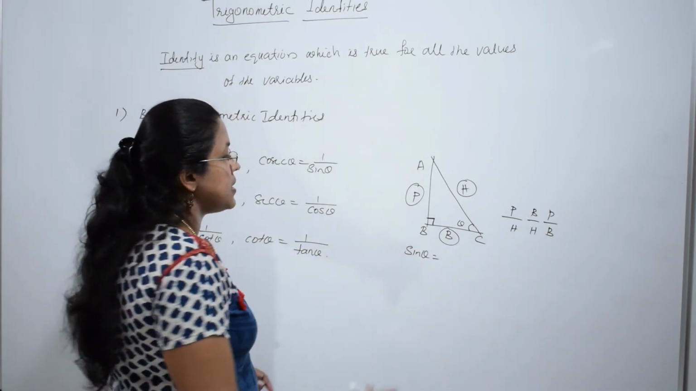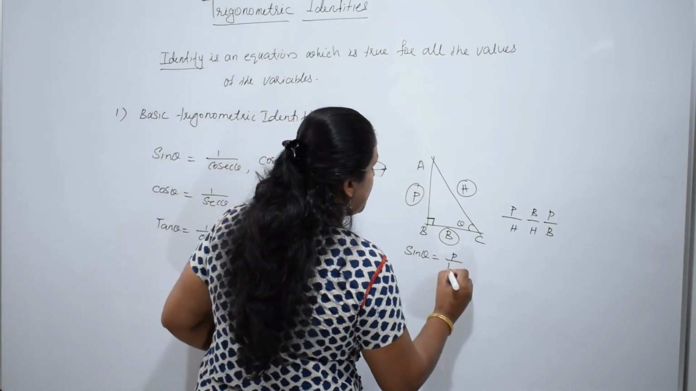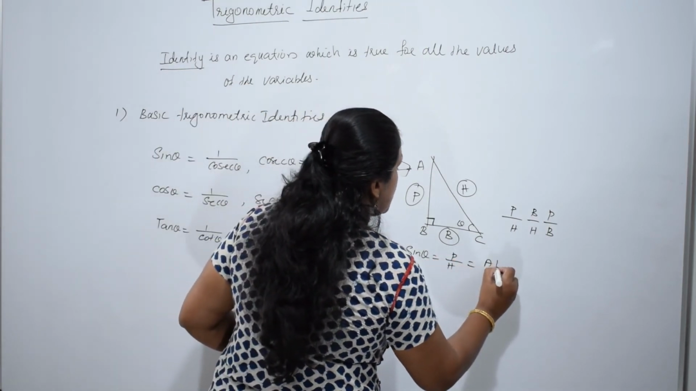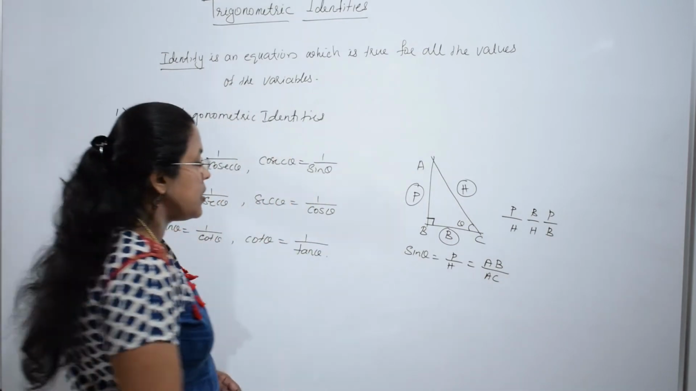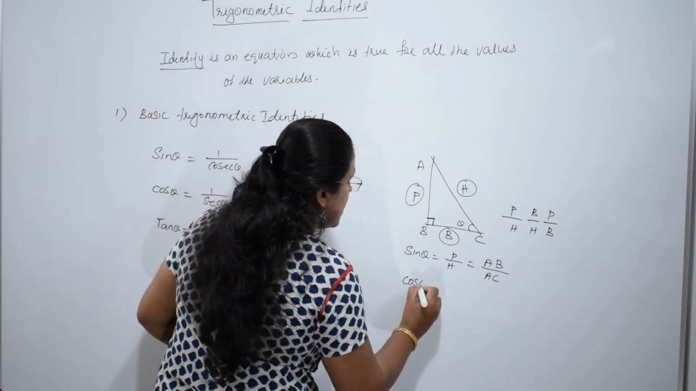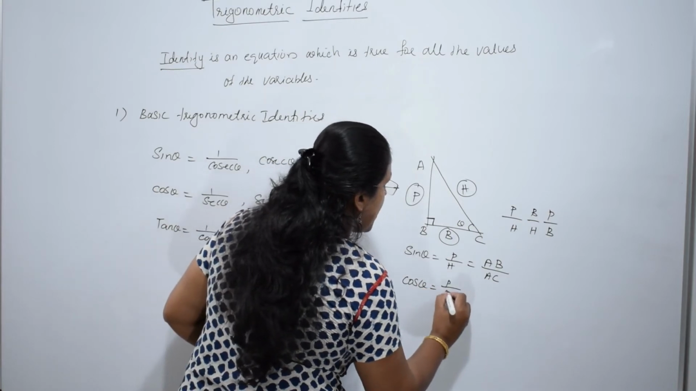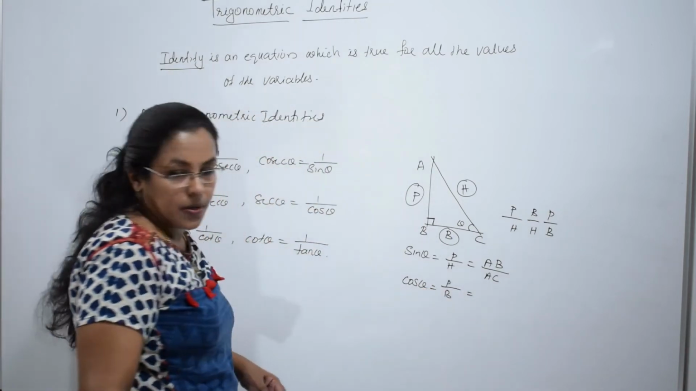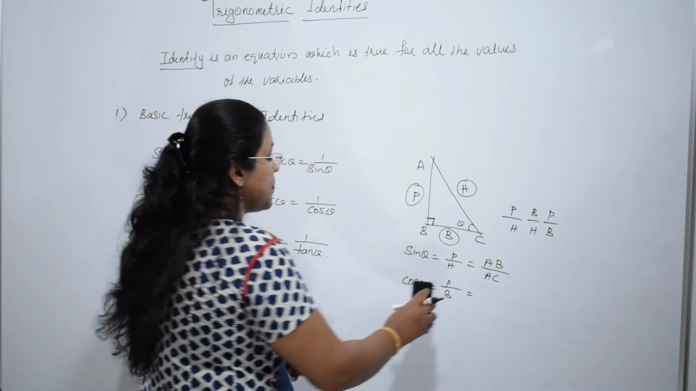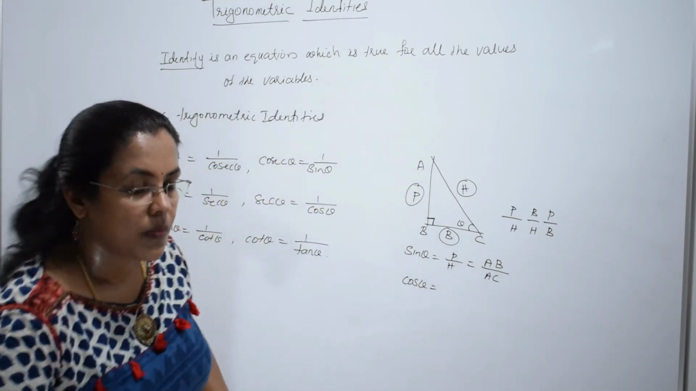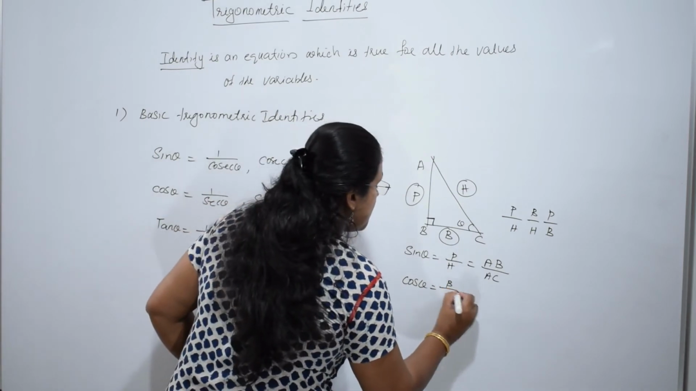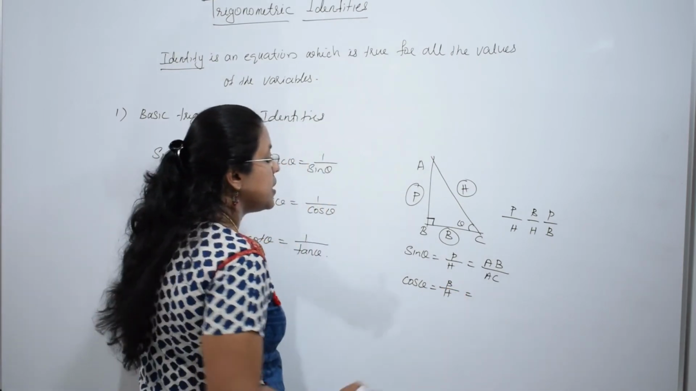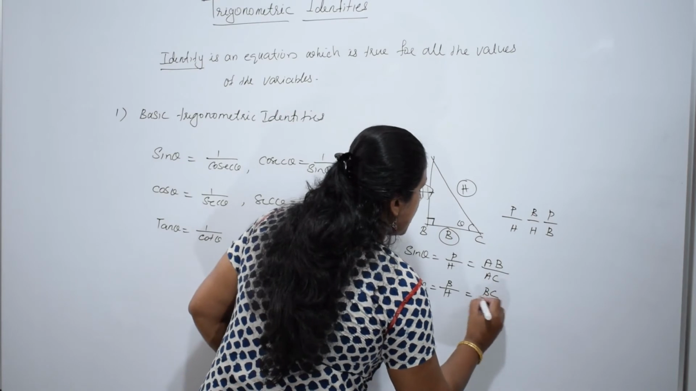We know sin theta is equal to perpendicular upon hypotenuse, that is AB upon AC. And cos theta is equal to base upon hypotenuse, that is BC upon AC.